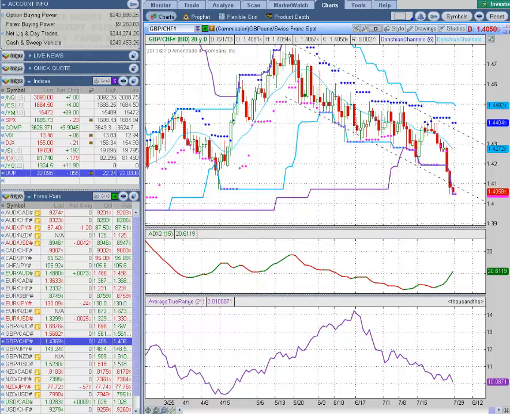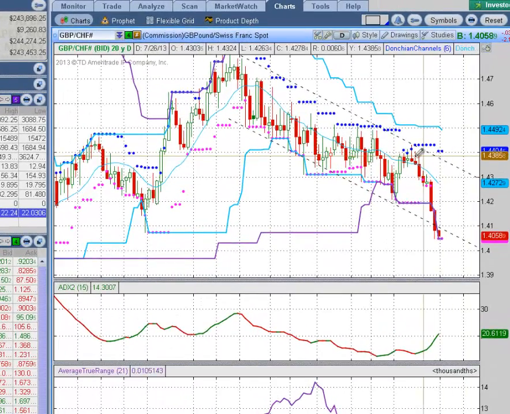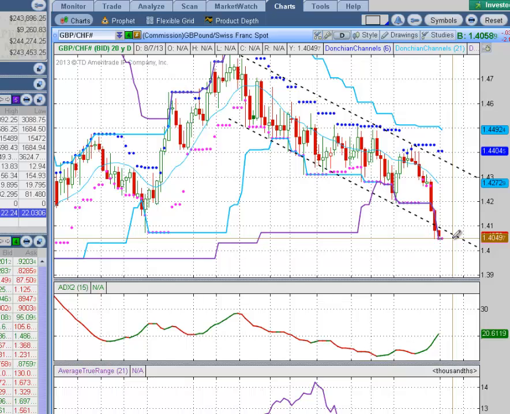Here's the price chart for the pound Swiss franc. We've had a big price move, but we need some consolidation in order to consider it for a trade.